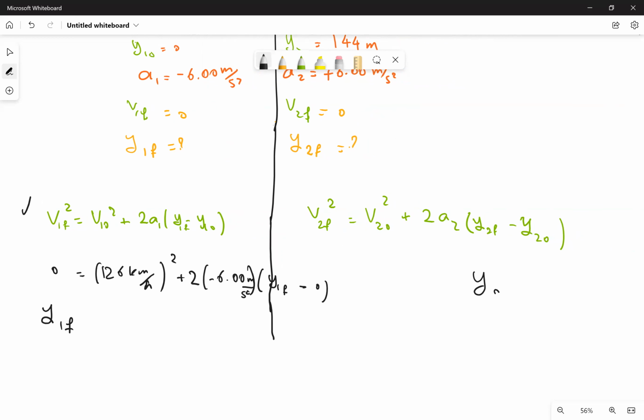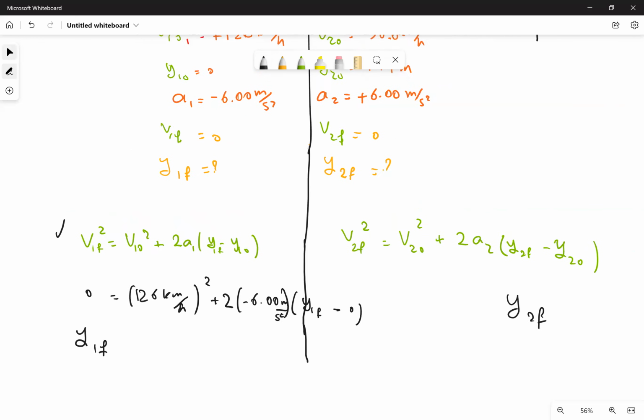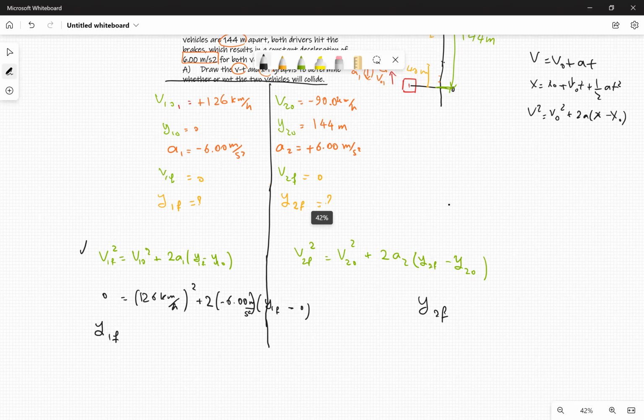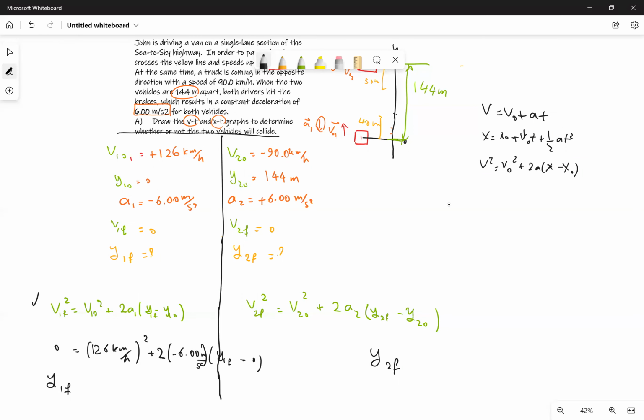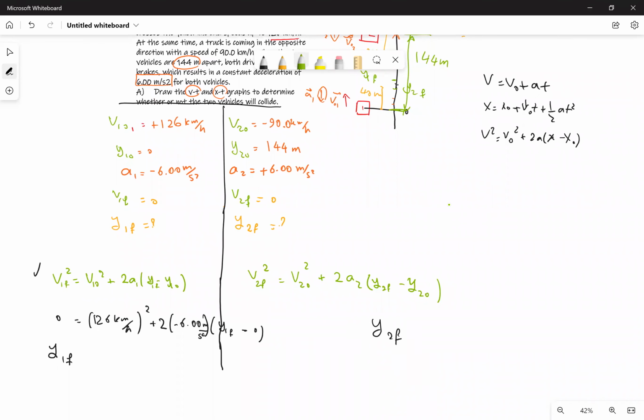and you will find y2f. So where are they in this diagram? Y1f would be the stopping distance, F for the stopping position, for the first vehicle, and Y2f is going to be the stopping position for the second vehicle. How do you know whether they collide or not? You need to find basically the displacements for both of them.